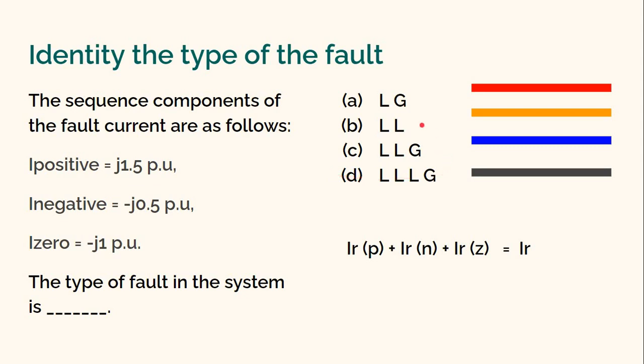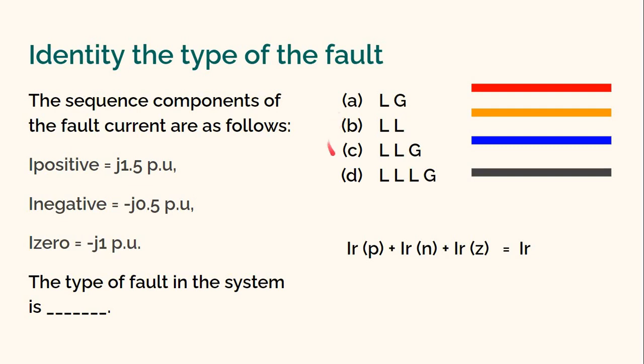Let us go to option B, double line fault. If it is a double line fault, because the ground is not involved here, you should not see a zero sequence component, which is not the case here. The zero sequence component is present. So option B is also ruled out.